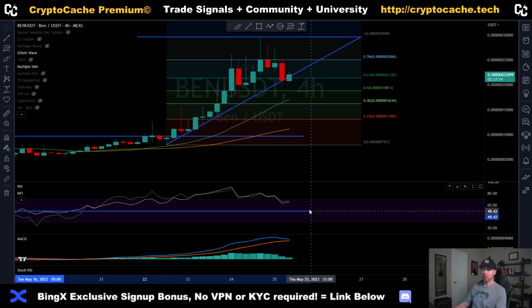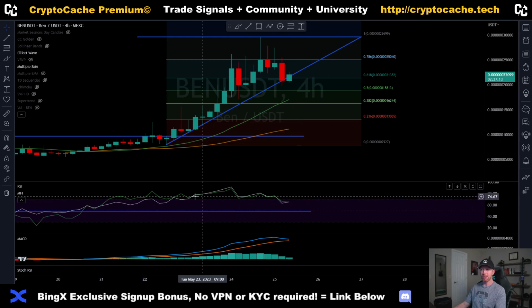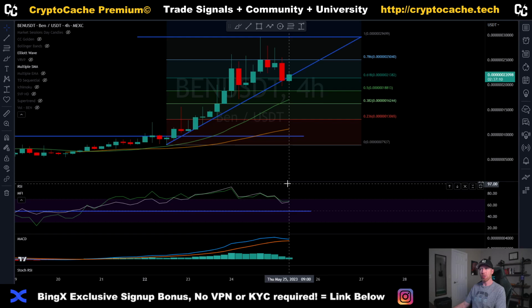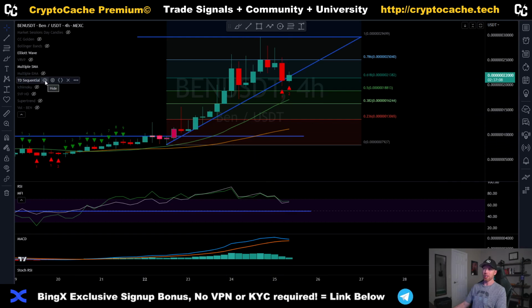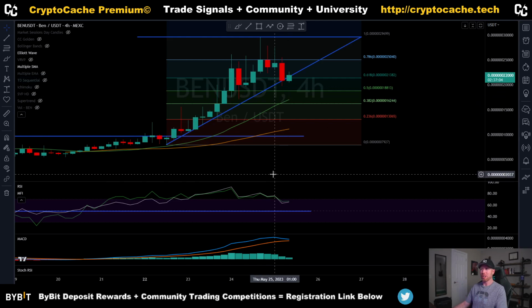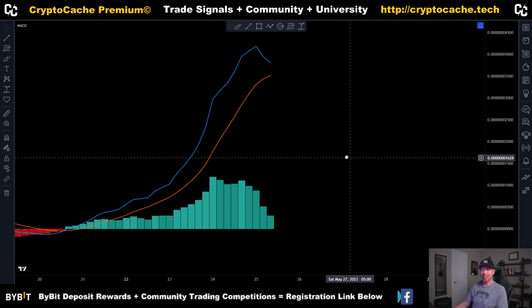Speaking of support, we are still above 50 on the hour side, but just below 70. We finally tapered off there, which is good. You don't want to be overextended for too long. Take a look at TD Sequential here. We can see we're in extreme overtime, and we finally got that reset there. And then we got this MACD divergence on the horizon.